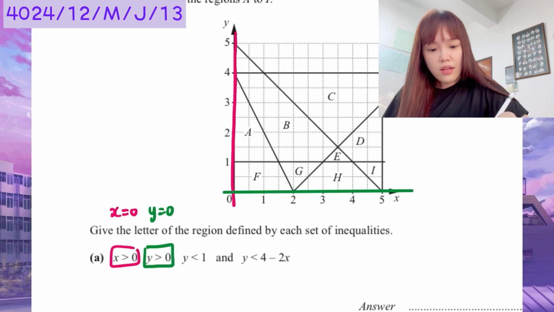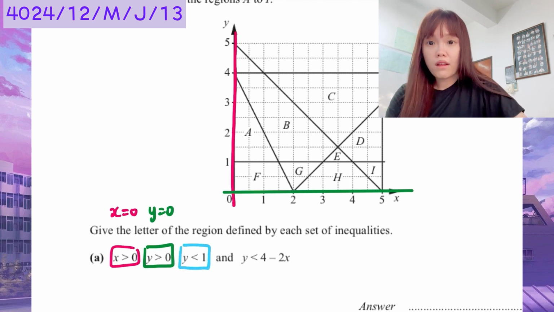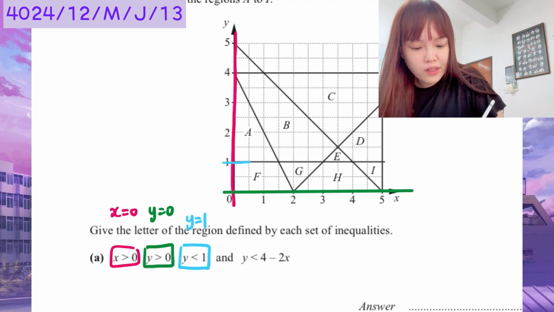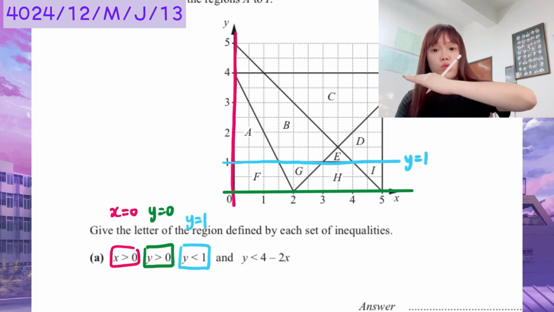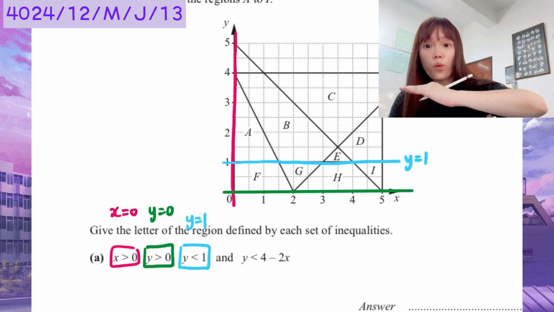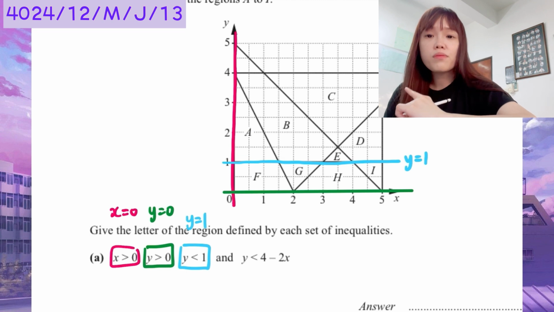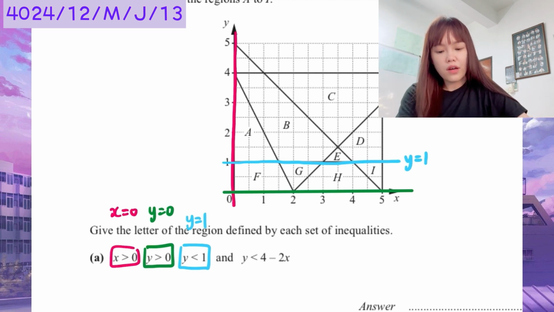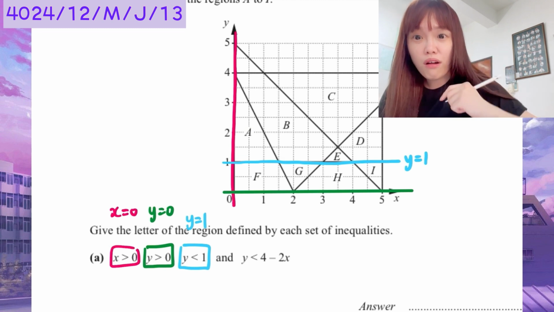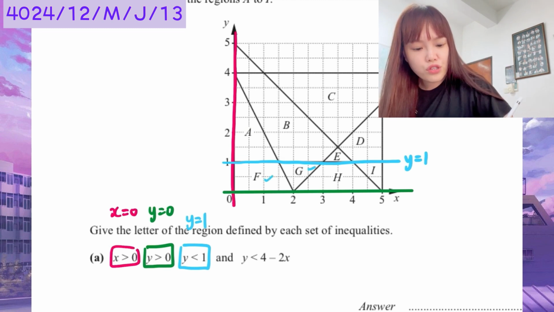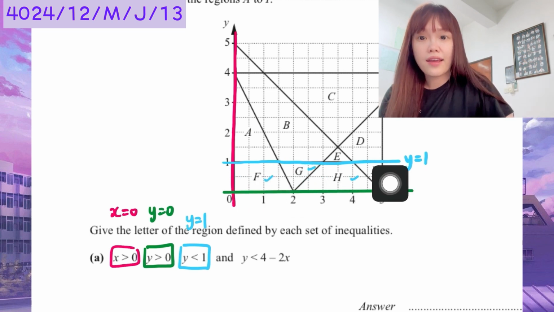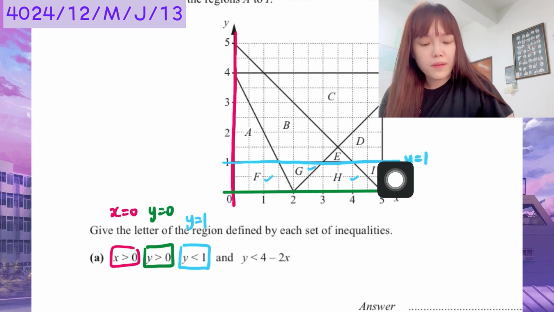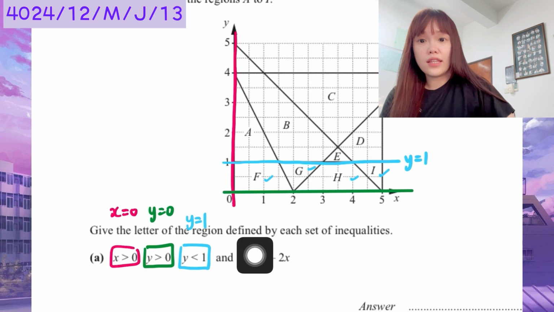Then next we look at y smaller than 1. Y smaller than 1 comes from y equals 1. So where is y equals 1? Here is y equals 1. Again, y equals 1 is a horizontal line. Y larger than 1 is all above y equals 1, and y smaller than 1 is all below y equals 1. So it's supposed to be F, G, H, I, all the regions in F, G, H, and I where y is smaller than 1. But remember, we are combining all the inequalities.